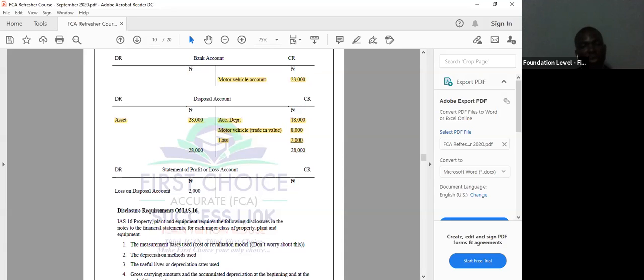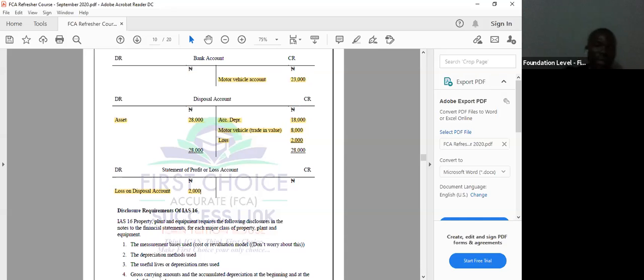It will be written off to your profit or loss, and it will be on the debit side, not on the credit side. Gain will be on the credit side, while loss will be on what? On the debit side of your statement of profit or loss account.